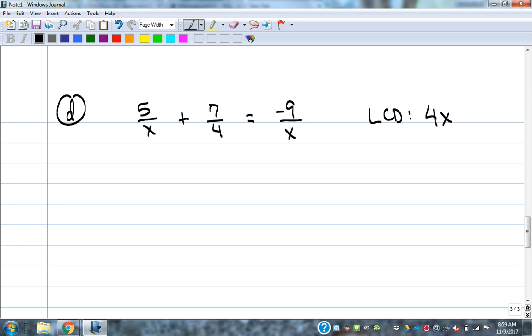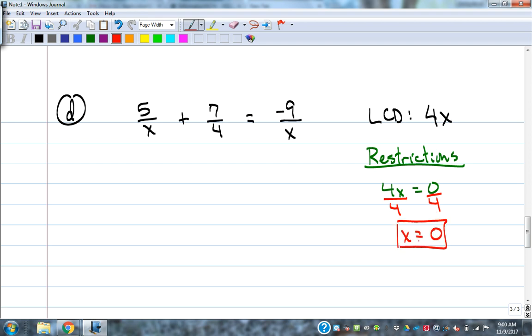Now here's the shortcut on the restrictions. Once you get the least common denominator, that's what you're going to set equal to 0 to get your restrictions, because that's still part of the game, because we've got x's in the denominator, right? So take whatever your common denominator is to get your restrictions and set it equal to 0. And that one's a pretty easy one to solve. You divide by 4. x is 0. So the only restriction is x can't be 0 when we get done here.